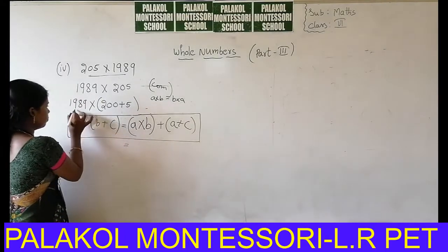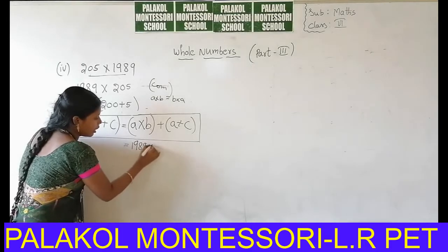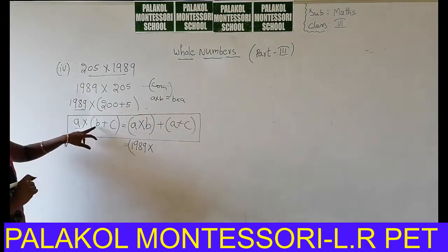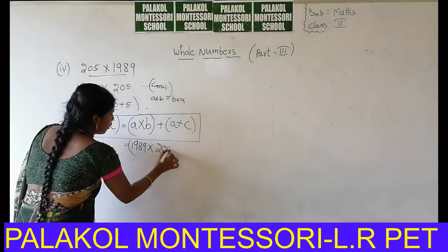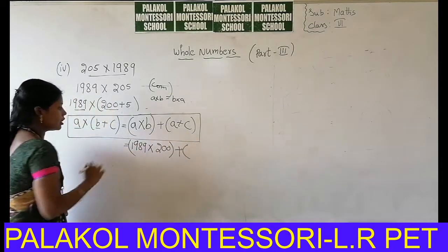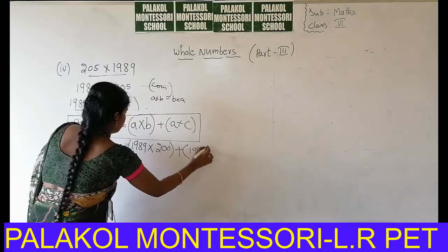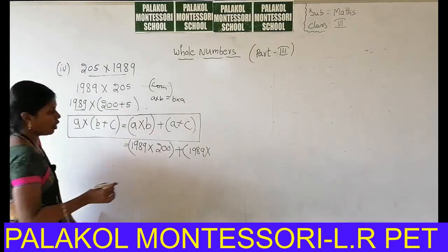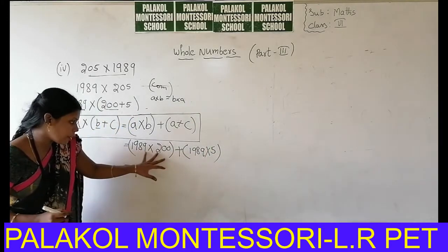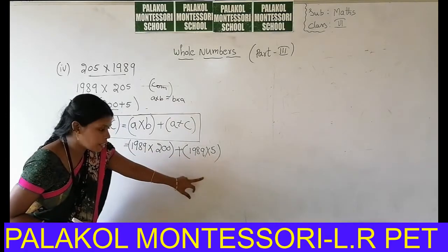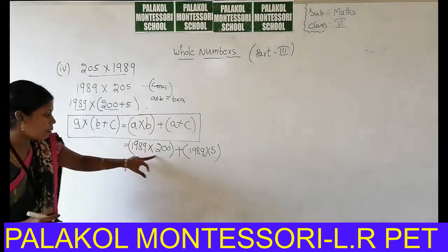So what is A? A is equal to 1989. Into what is B? B is equal to 200. So into 200 plus what again? What is A? 1989 into what is C? 5. So we can solve this problem. First we can multiply these two numbers, and next we can multiply these two numbers. After that we can add the results. So finally you get the result. First we can multiply these two numbers.